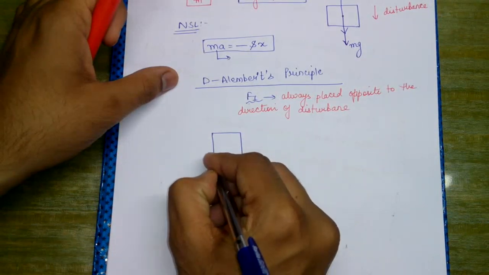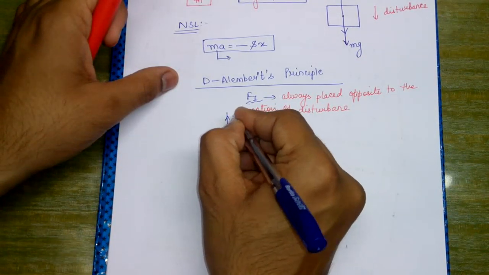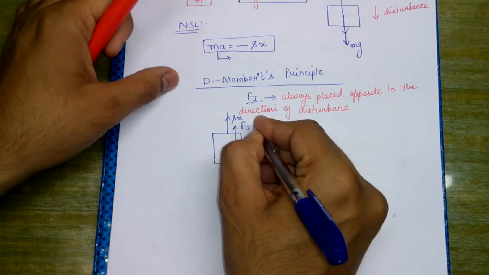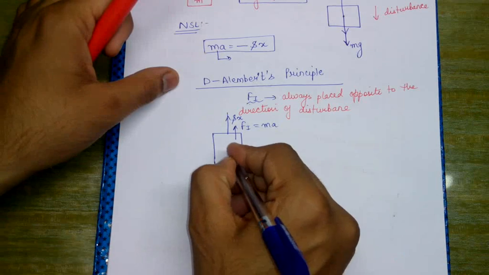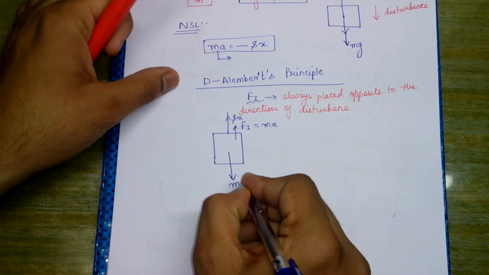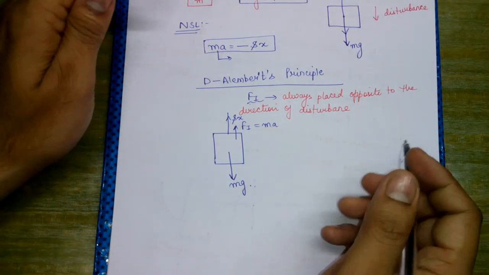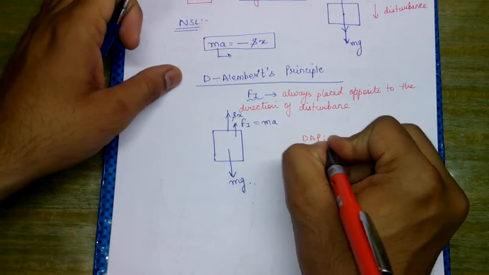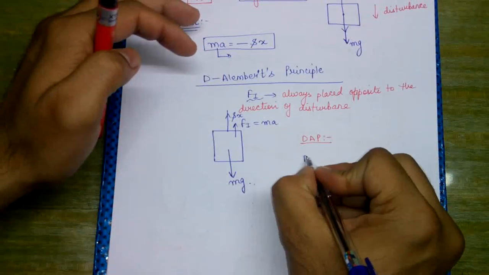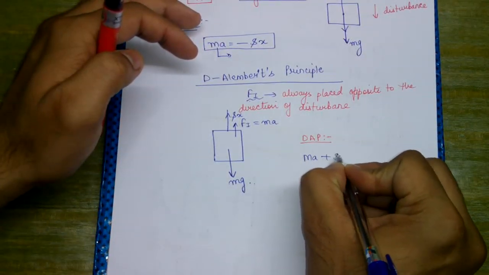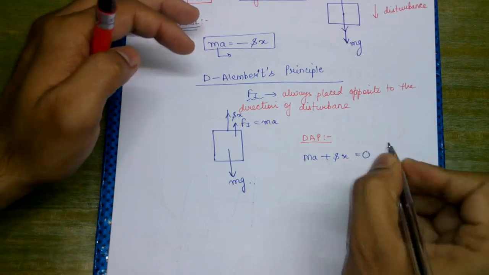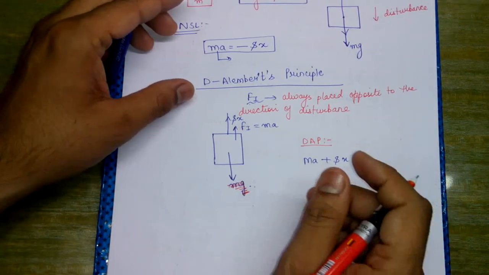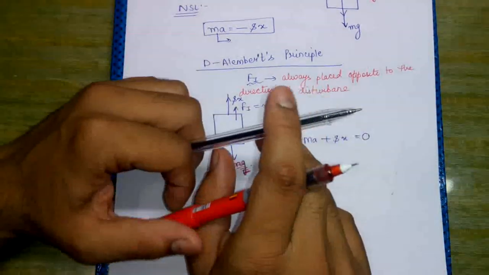I redraw the diagram: Sx and the upward force Fi, which is equal to m into a, and a downward force mg. So according to D'Alembert's principle, ma plus sx is equal to 0. Actually mg would not be here, mg is not here. So it is equal to 0.